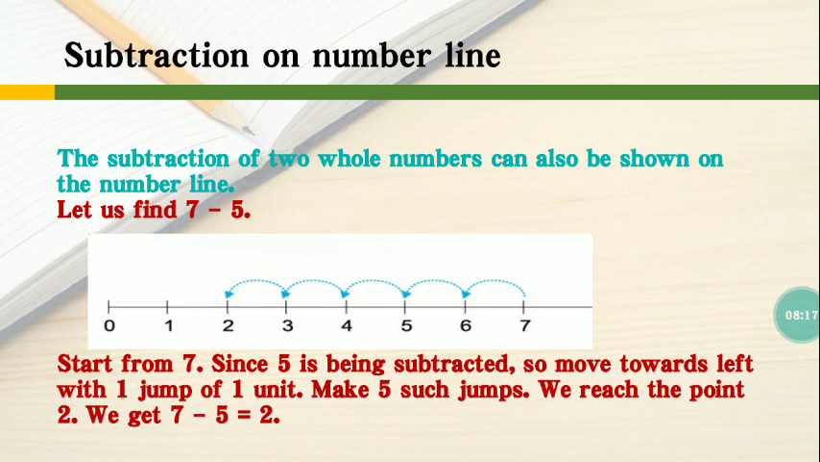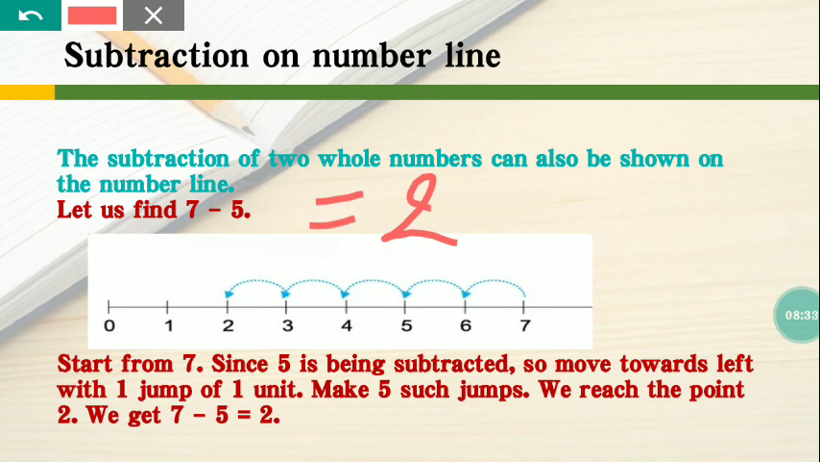Next we come to subtraction on the number line. Subtraction of two whole numbers can also be shown on the number line. As we know, 7 minus 5 is equal to 2. So how do we represent this on the number line? We start from 7, and since 5 is being subtracted, we move towards the left. It means for subtracting a whole number from a given whole number, we move towards the left of that given whole number, with each jump of 1 unit.